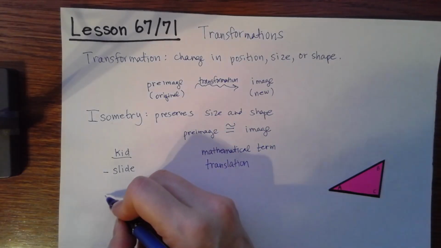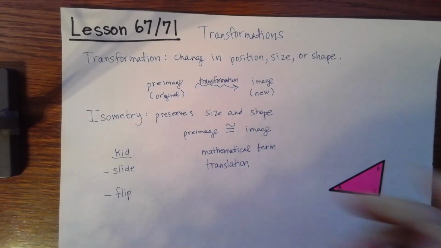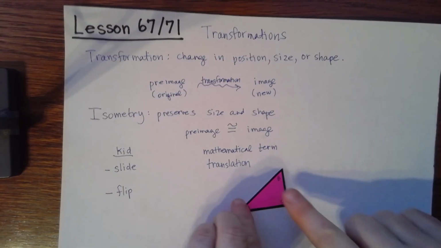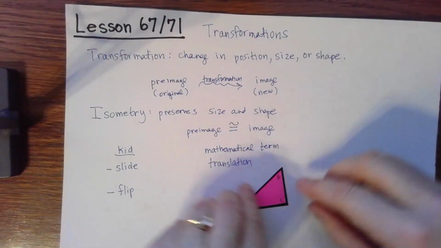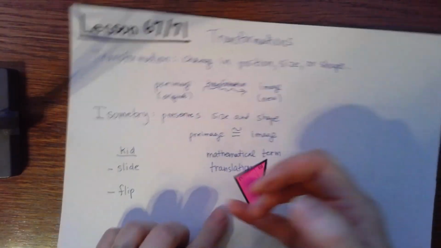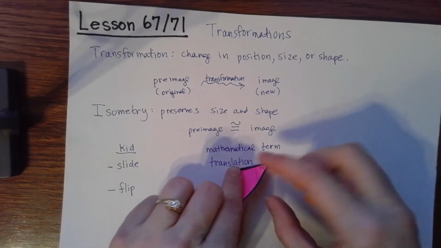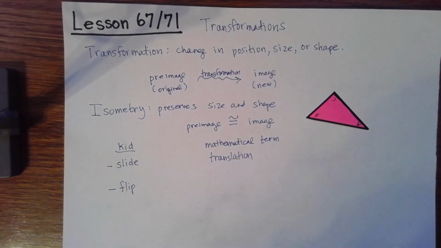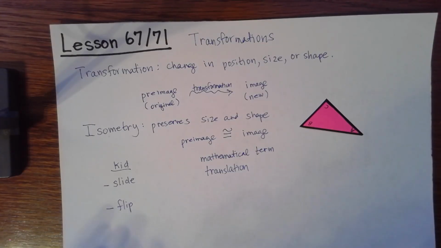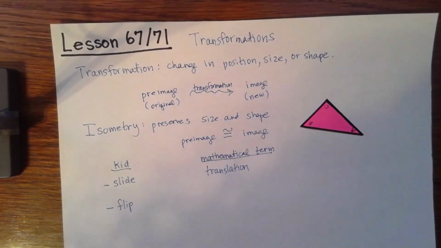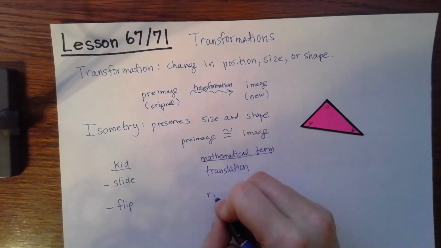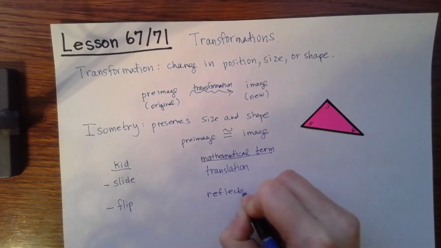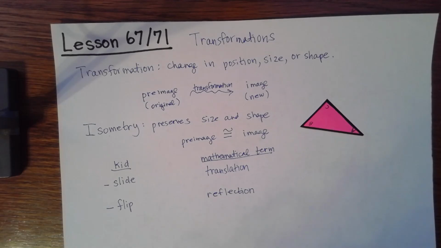Another thing that you might do is you might flip it. So I can take my triangle and I can flip it over, and then I could flip it again, and again, and no matter how many times I flip it, it's still the same size and shape, so it's an isometry. Well, the mathematical term for that is a reflection. So we will be using the term reflection because we are mathematically sophisticated students.